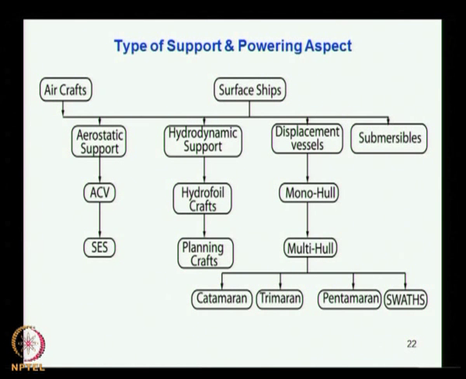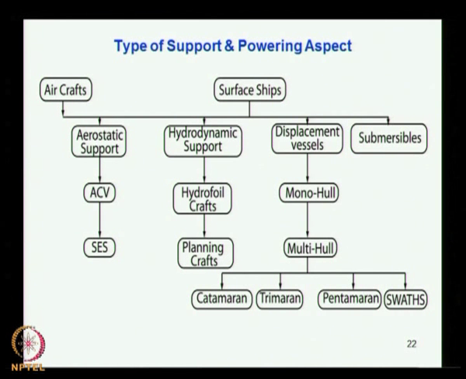The other one is hydrodynamic support, under which come hydrofoil crafts and planing crafts. I have already discussed what these are. Maybe I will show you some pictures later, just to give an idea what these types of vessels look like. Then displacement vessels, under which again you have the monohull, that is a single hull. Most of the ships which we discussed are single hull: cargo vessels, passenger ships, and most of the things we discussed.